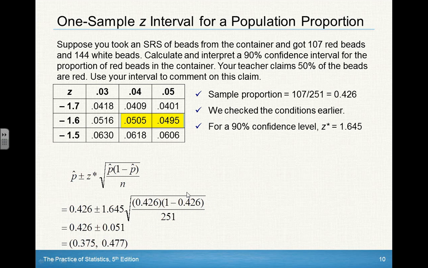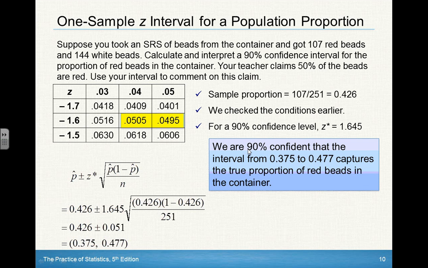Now, if you're doing this as a problem, of course, you've got the conditions checked and you've drawn a picture as well. Now we want to interpret it. So the cookie cutter sentence says I'm 90% confident the true proportion of red beads in this container is between 0.375 and 0.477. Here's another way to say it. I'm 90% confident that this interval between 0.375 and 0.477 captures the true proportion of red beads in the container. Don't need to say mean in here because it's a proportion problem.